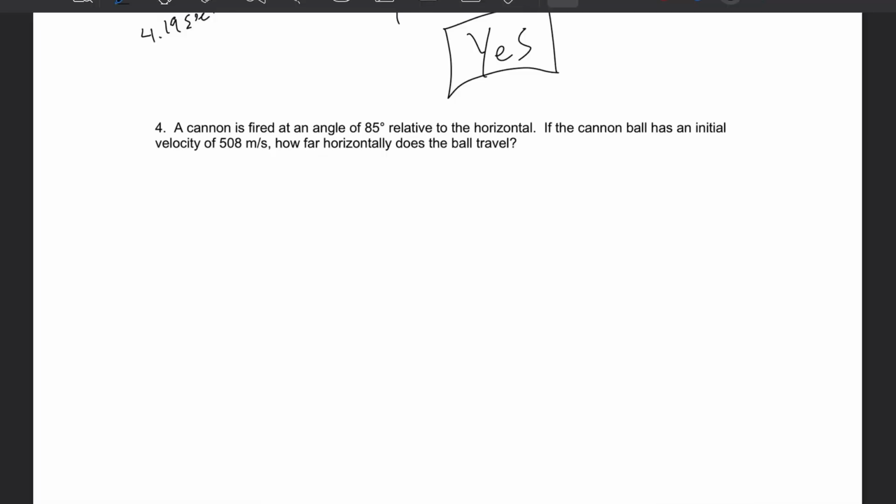Number 4, a cannon is fired at an angle of 85 degrees relative to the horizontal. If the cannonball has an initial velocity of 508 meters per second, how far horizontally does the ball travel? So we have a velocity of 508 meters per second going up at an 85 degree angle from horizontal, and we just need to first calculate the components. What is the horizontal component and what is the vertical component?